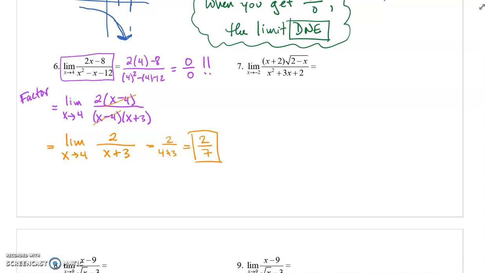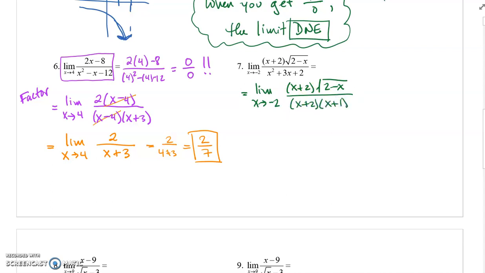All right, let's do another one here to the right. This one, oh my gosh. Let's just assume that if I plug in -2, I'm going to get 0 over 0. And so, why don't I factor? Well, nothing I can do in the numerator, but in the denominator, so let's see. So this is x plus 2 times the square root of 2 minus x. And then the denominator is, oh, what a surprise, x plus 2 times x plus 1.